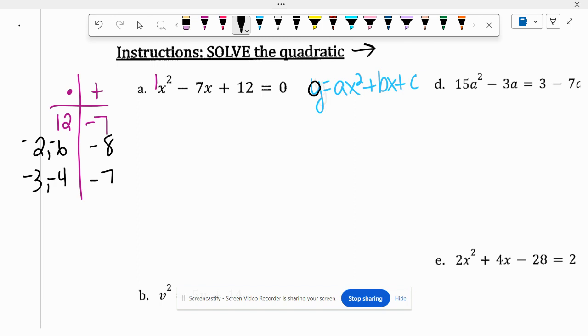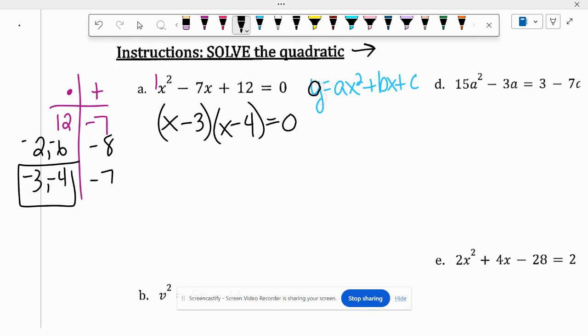When I add those together, I get what? So these are the factors that I'm using. Since my leading coefficient is 1, my factors are x minus 3 times x minus 4 equals 0. So now we're not going to have a factor as an answer. Instead, we're going to have x equals something. If x minus 3 is the factor, what is the solution? Yeah, x equals +3, because x minus 3 equals 0, and you add a 3 to both sides.